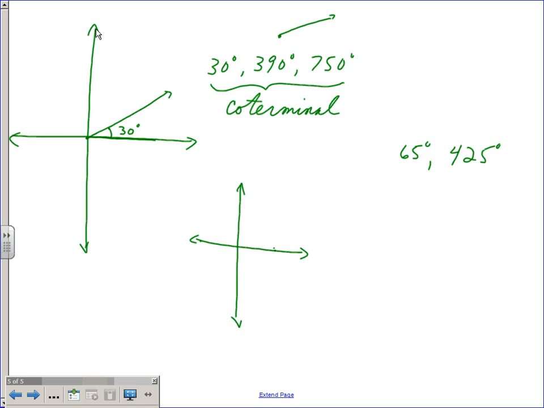What about a 3/4 rotation? Where would we wind up? A 3/4 rotation counterclockwise. We would wind up at 270. We'd wind up right here on the y-axis. What about a 5/12 rotation? Where would we wind up? How can we figure it out?